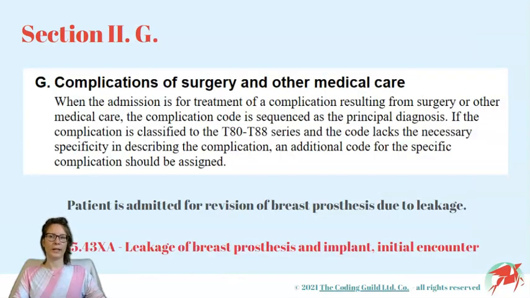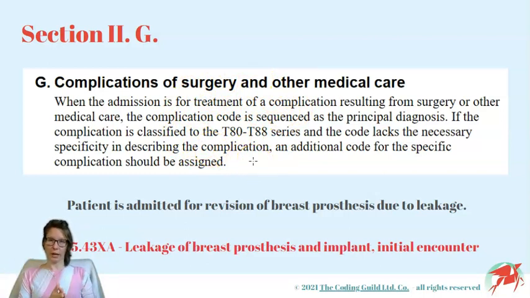On to guideline G, addressing complications. When the admission is for treatment of a complication resulting from surgery or other medical care, the complication code is sequenced as the principal diagnosis. If the complication is classified to the T80, T88 series and the code lacks the necessary specificity in describing the complication, an additional code for the specific complication should be assigned. Again, this guideline is not really new. We have the same instructions in section 1.